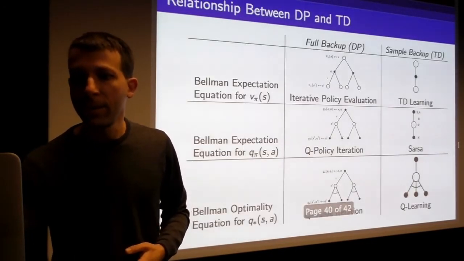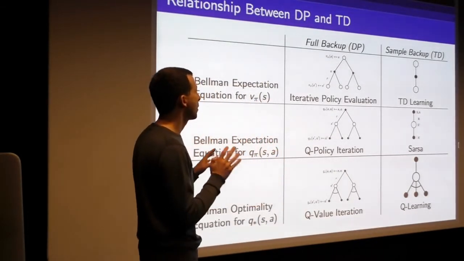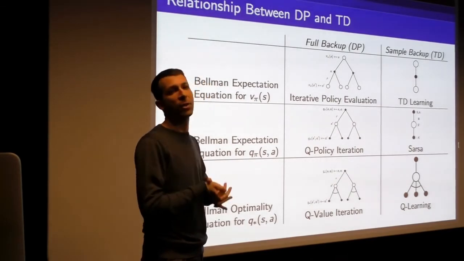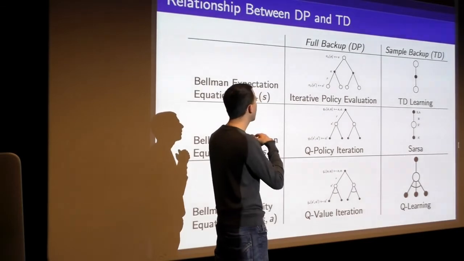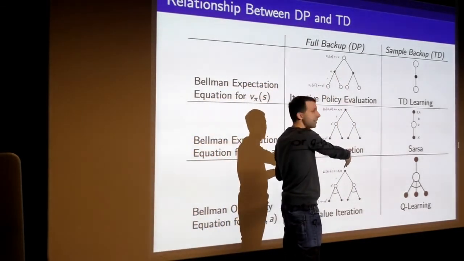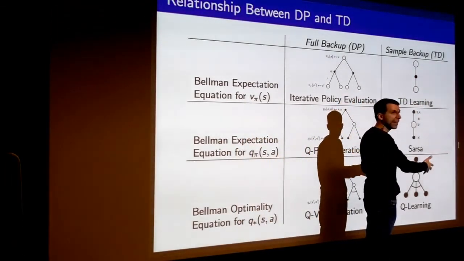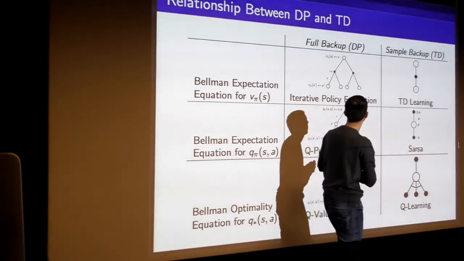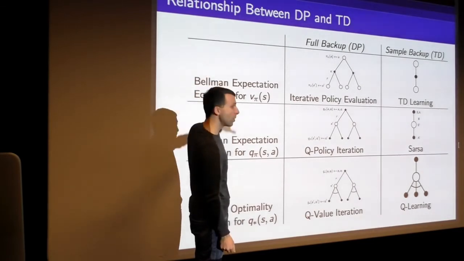So just to wrap up, I want to bring out the relationships between these full-width updates that we had in dynamic programming and what goes on in temporal difference learning. In this column here, what we've got are the dynamic programming algorithms that we looked at in the previous lecture. On the right-hand column are these sample-based algorithms, TD and the algorithms that we've looked at in the last lecture and this one. Okay, and so this is about which Bellman equation you use.